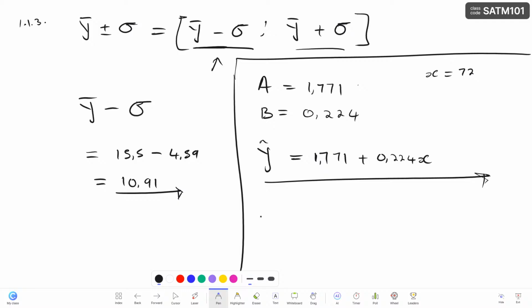In order to predict this, you're simply going to say y is equal to 1.771 plus 0.224, then substitute your X as 72. Then you're going to get the score. So I'm getting my score as 17. y is equal to 17.0. So this is my answer.